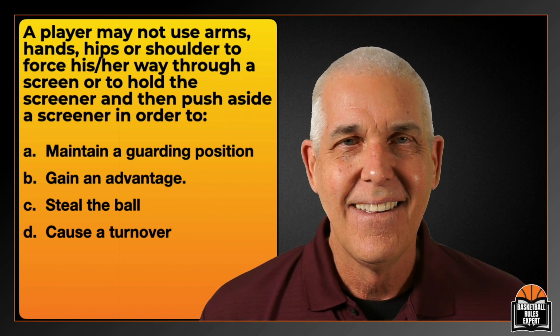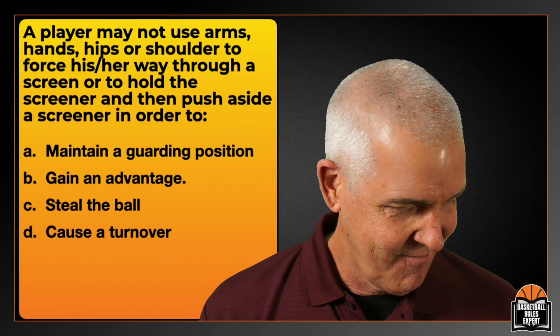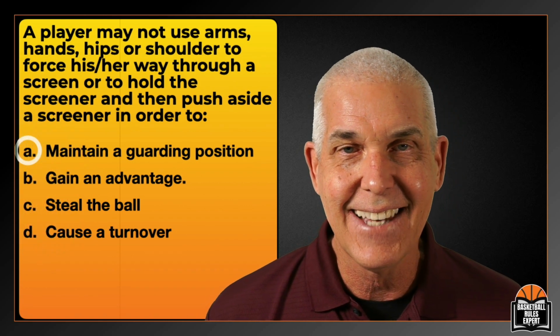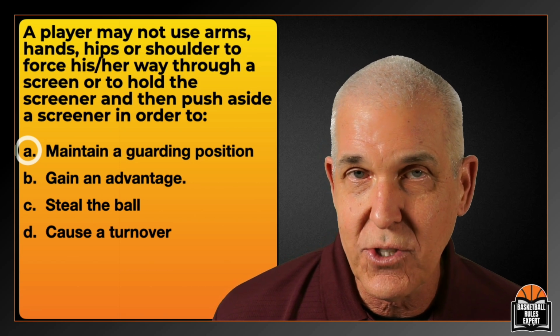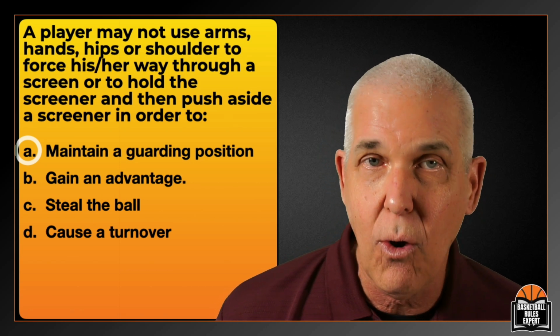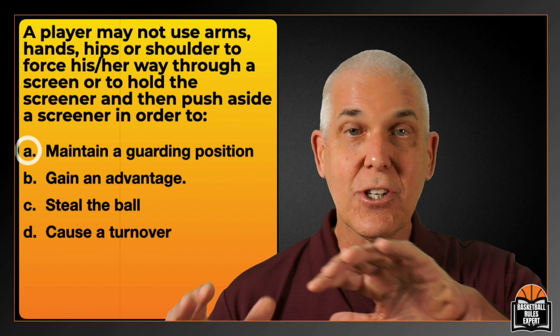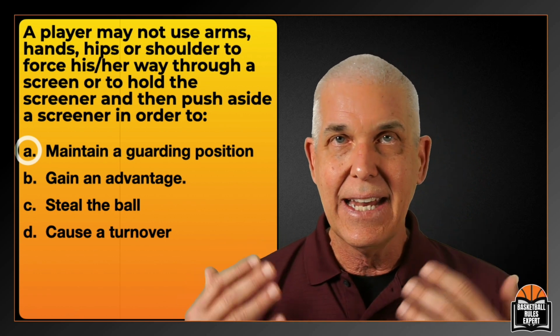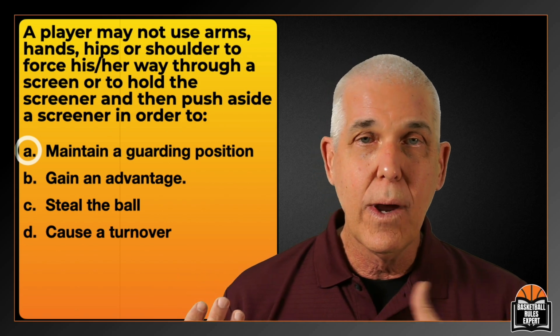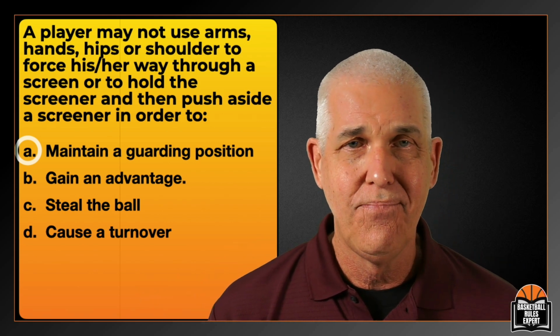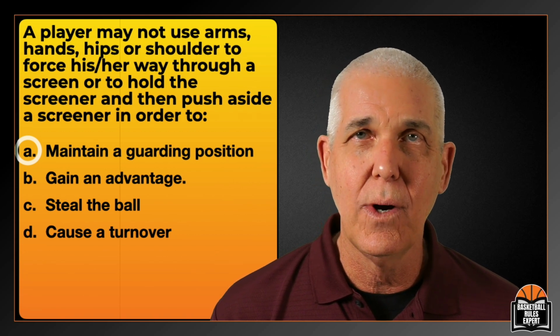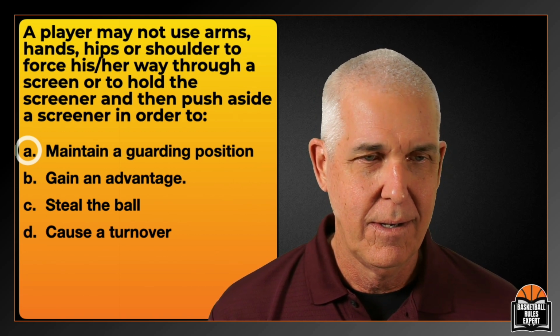All right. Our correct answer here is A. A player may not use their arms, hands, hips, or shoulder to force their way through a screen or to hold a screener and then push aside a screener. All of that is illegal activity when one is guarded by an opponent. That is a poorly worded question. Not my favorite.